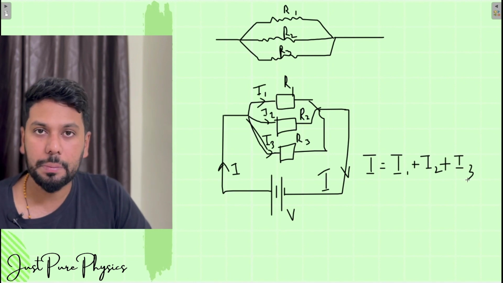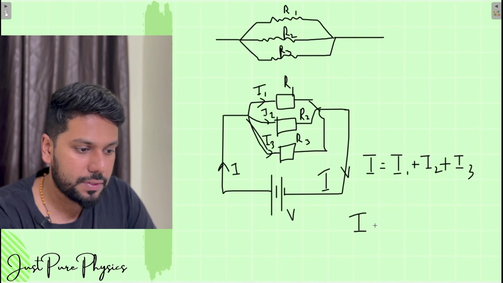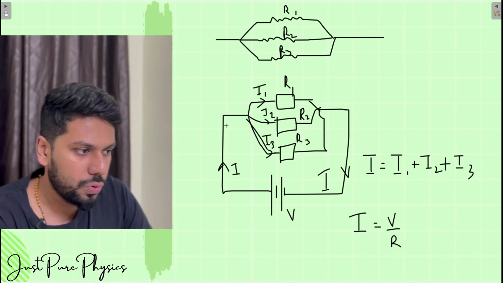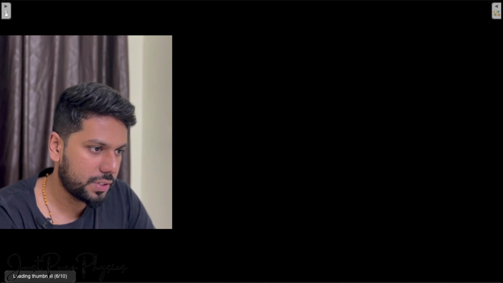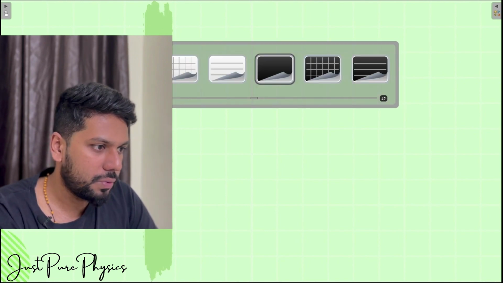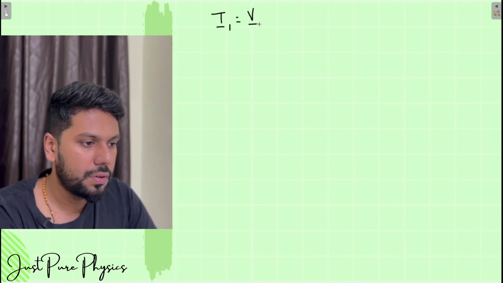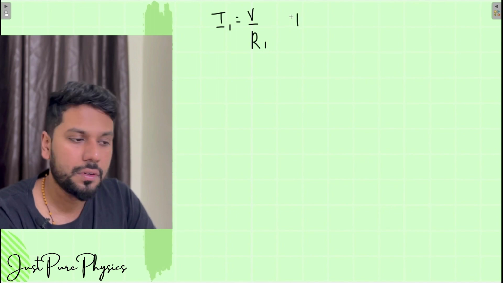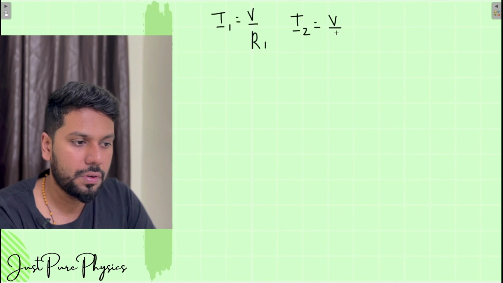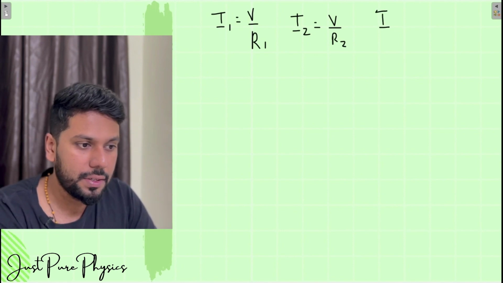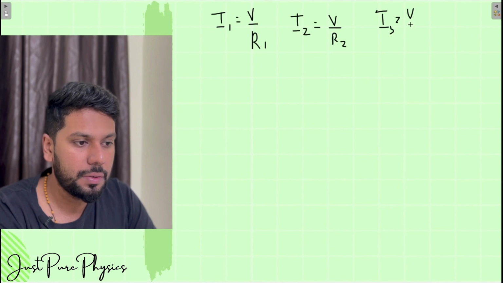Now again, let me take the help of Ohm's law. Ohm's law says that I is equal to V by R, right? So let me make the equations ready for it. Now you see, my I1 is equal to V by R1. My I2 is equal to V by R2, because V is the same for everyone. My I3 is equal to V by R3.